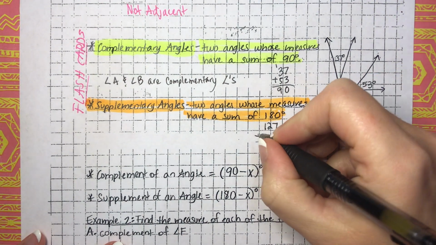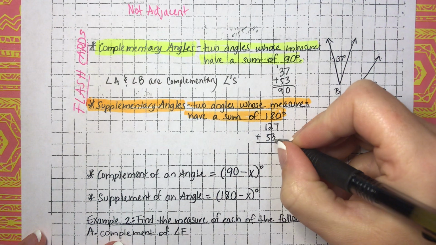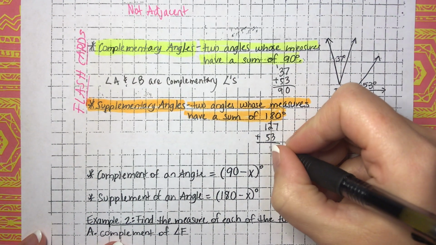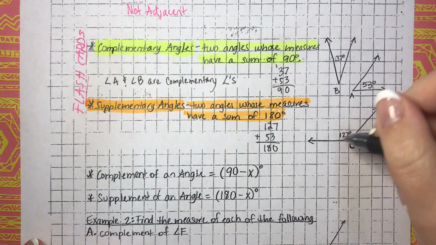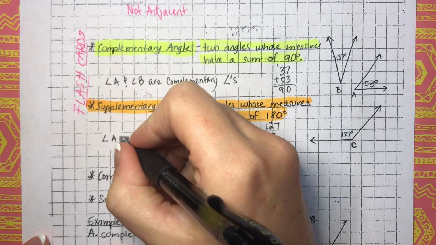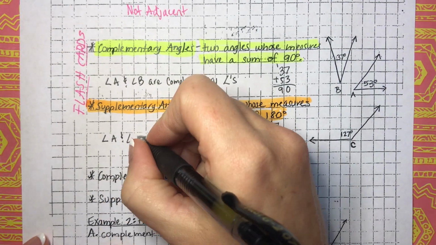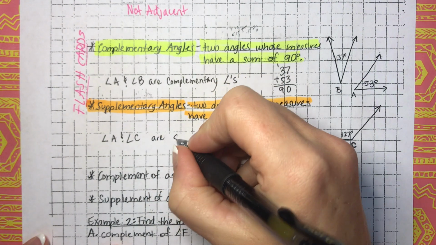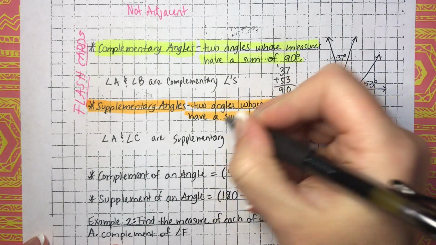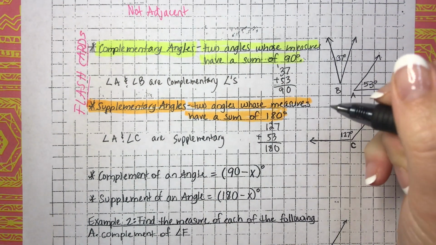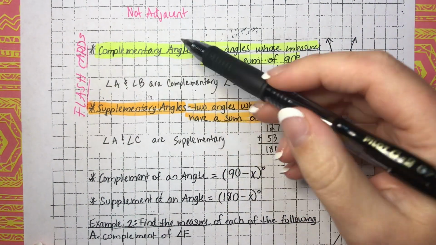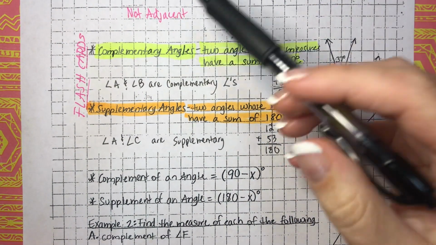127 plus 53. 3 plus 7 is 10, write the 0, carry the 1. 5 plus 2 is 7, plus 1 is 8. Bring down the 1. Boom, there we have it. We have 180 degrees. So that means that angle A and angle C are supplementary. They add up to 180 degrees.